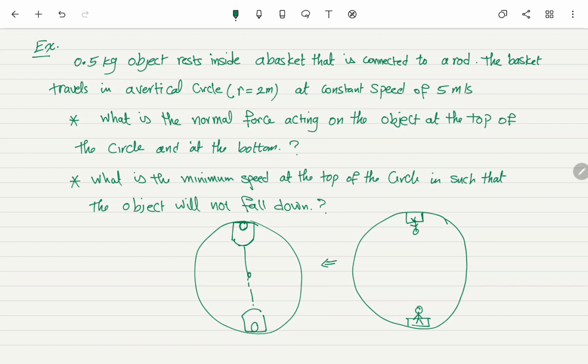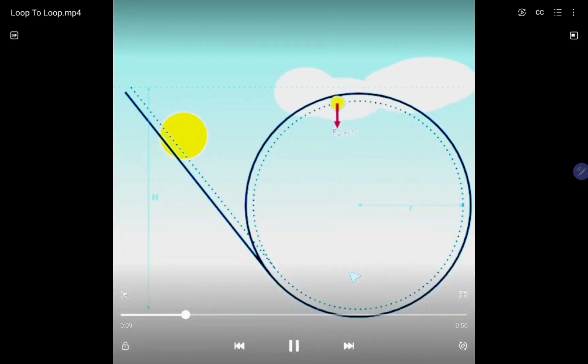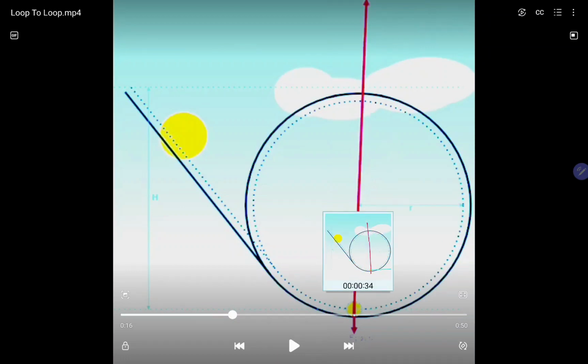Now, before solving this example, let's have this model. In this model, as we can see here, an object is moving in a circular path, like in this one here. At the bottom of the circular path, we have actually two forces. One of them is the weight, mg, and this one here is the normal force.